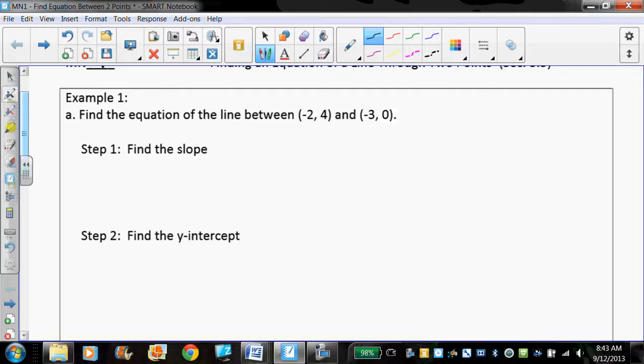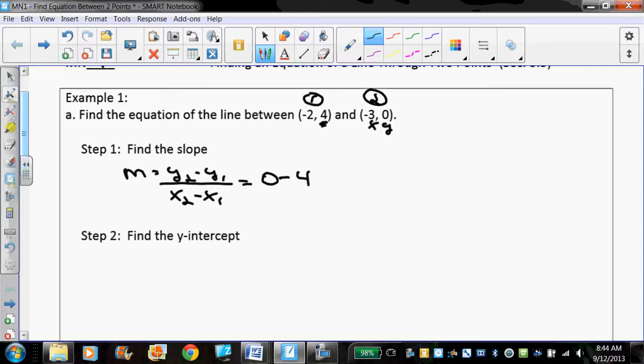So to find the slope, we use the slope formula, which is y2 minus y1 over x2 minus x1. Now, which one you decide is your first and second point really doesn't matter. I'm going to say this is my first point, this is my second point. So if that's my second point, that's what I use first. Since it's x and y, I'm going to put my y value 0 minus my other y value, 4, over x2 minus x1. Again, I can't stress it enough, it does not matter which one you put first. But once you do decide, you need to be consistent with it.